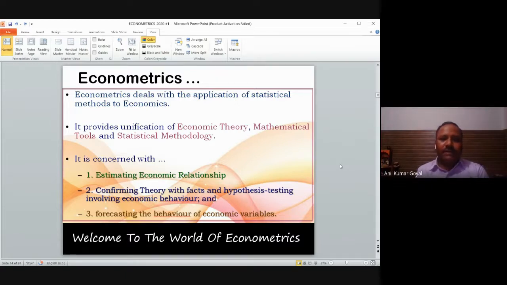Econometrics provides unification of economic theories, mathematical tools, and statistical methodology. Unification means economics gives theories, mathematics gives methods, and statistics also gives something. We must combine them to understand econometrics. It is concerned with estimating economic relations. In econometrics, we try to establish the economic relationship between or among variables. Clear?